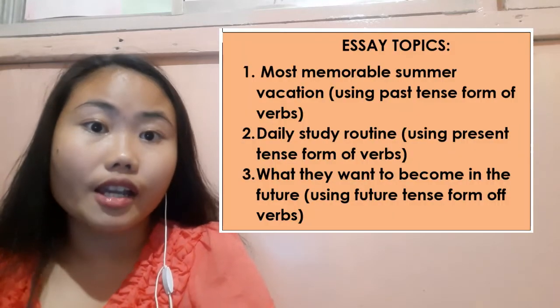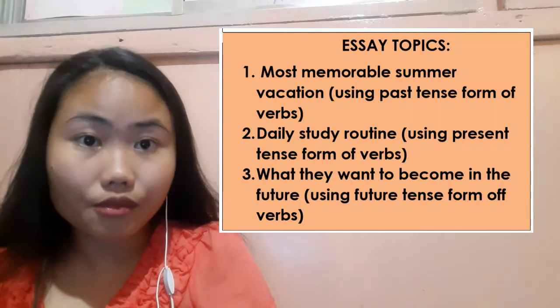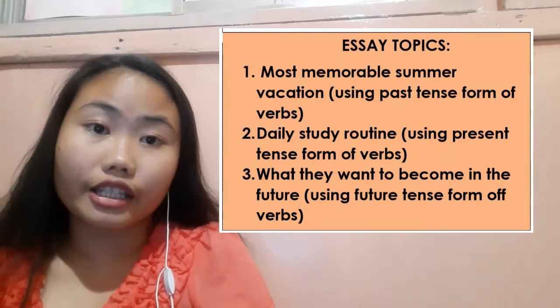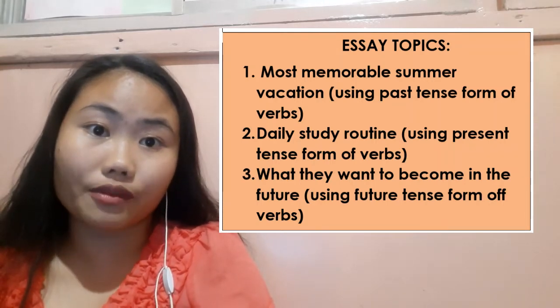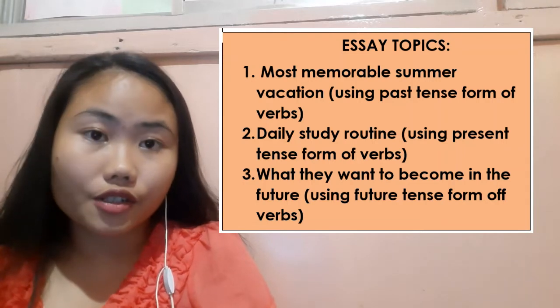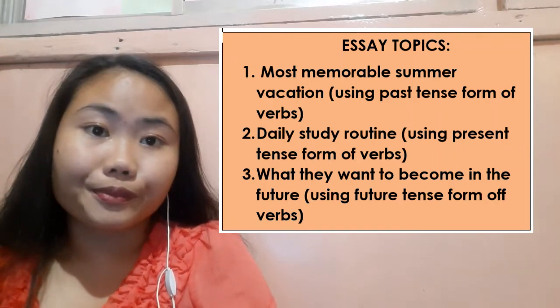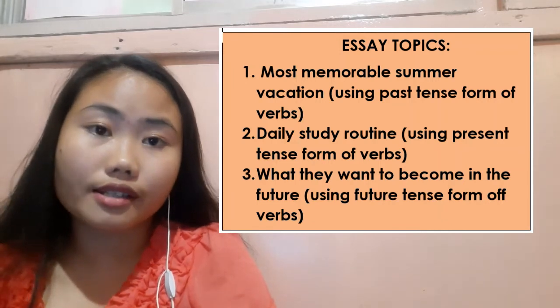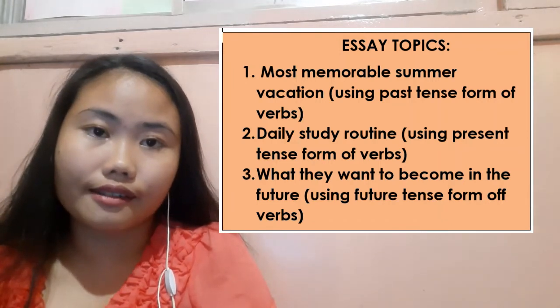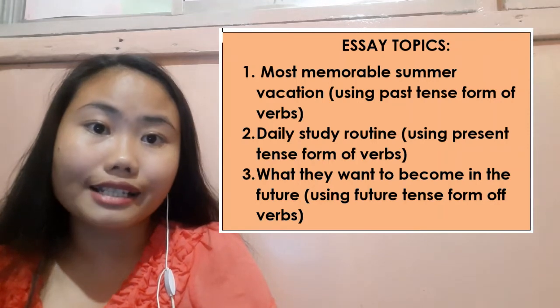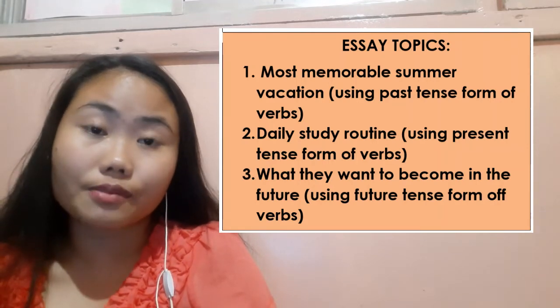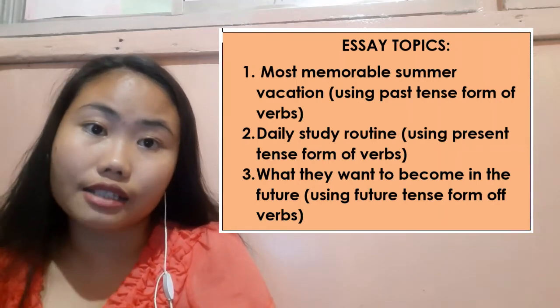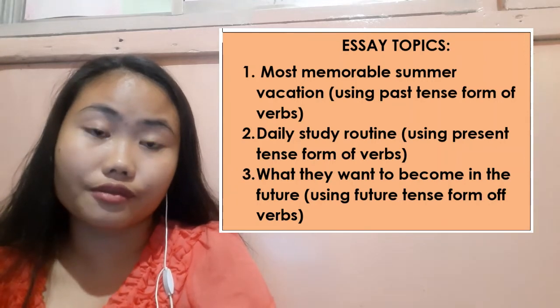First, write the most memorable summer vacation using past tense form of verbs. Second topic, an essay about their daily study routine using the present form of verbs. And lastly, write about what they want to become in the future using future tense of the verb.